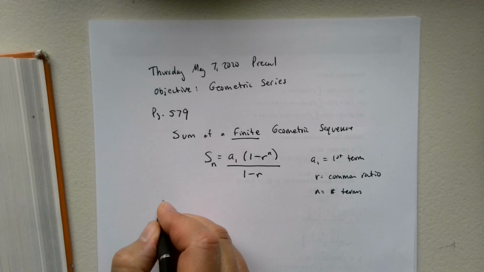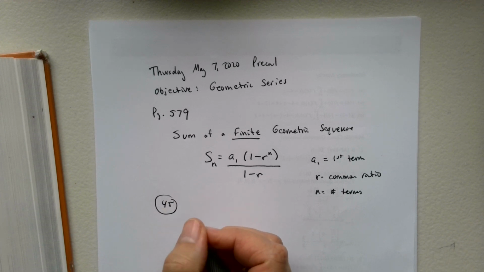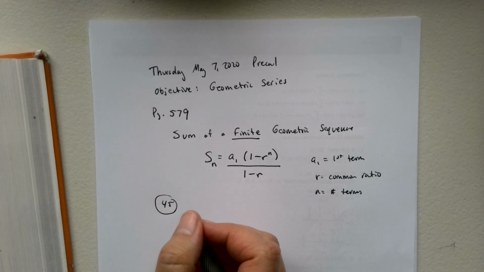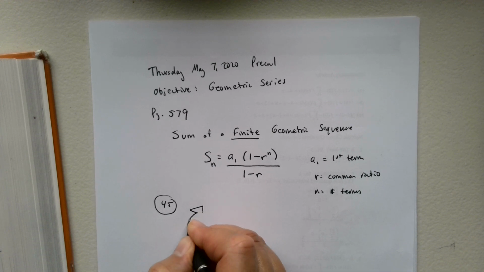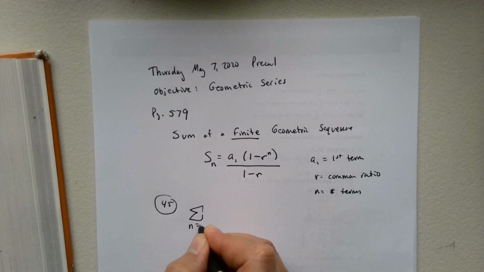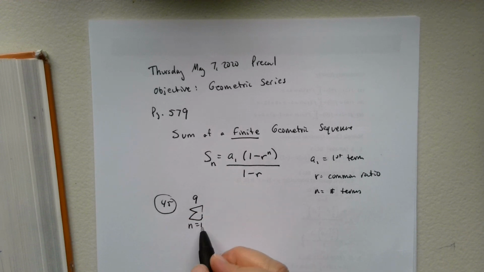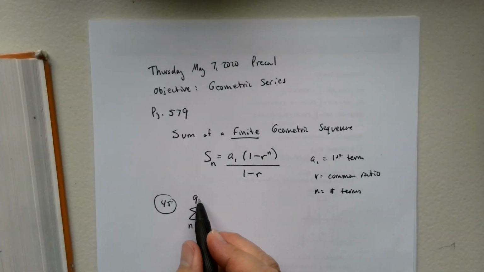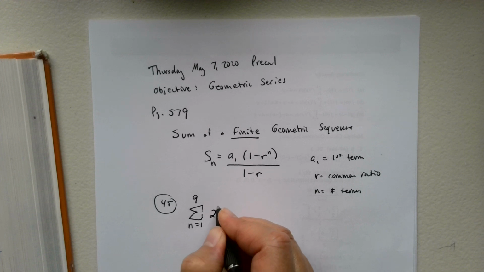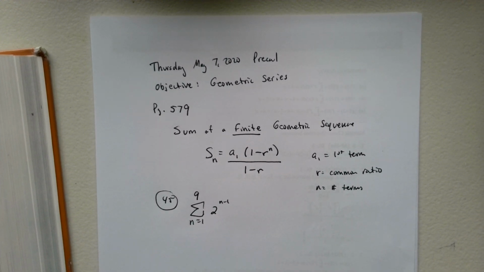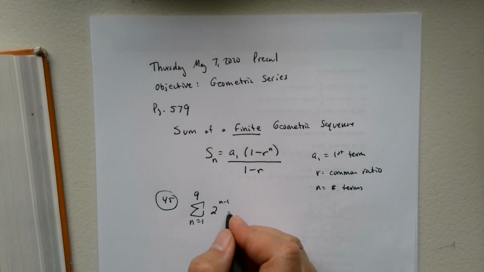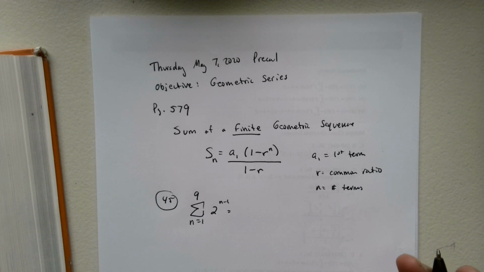583, and let's look at number 45. It says find the sum, and so we have our sigma notation. And remember, sigma notation just means add them up. They want us to add up the first 9 terms, and they're giving us 2 to the n minus 1. All right, so we need to make sure that it is geometric first.